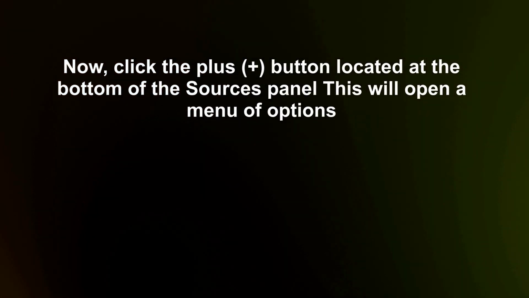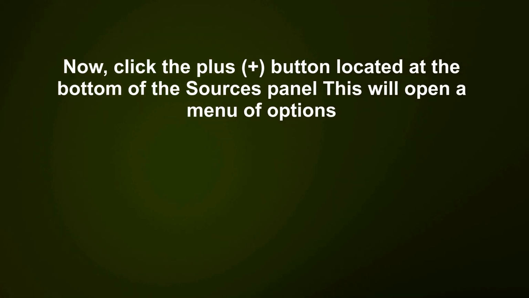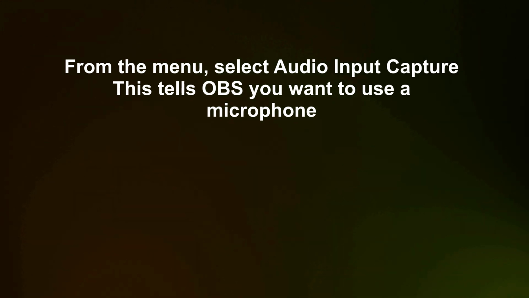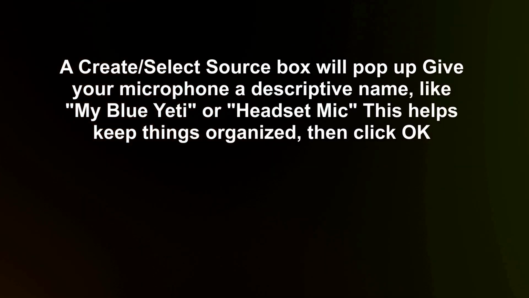Now, click the plus button located at the bottom of the Sources panel. This will open a menu of options. From the menu, select Audio Input Capture. This tells OBS you want to use a microphone. A Create, Select Source box will pop up.